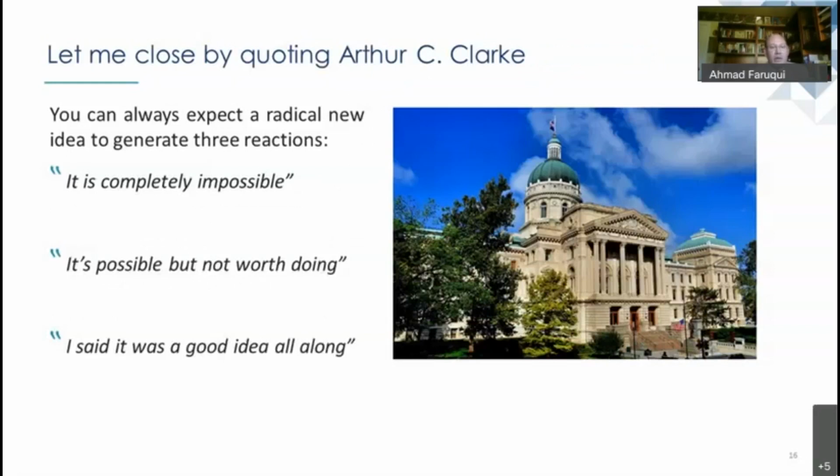So in closing, I'm going to bring out another quote here from Arthur C. Clarke, this time the futurist. You can always expect a radical new idea to generate three reactions. It is completely impossible is the first answer. I have heard that for 40 years. It's possible, but not worth doing. I've heard that for 20 years. I said it was a good idea all along. Believe me, I'm hearing that today more than I've ever heard it before.